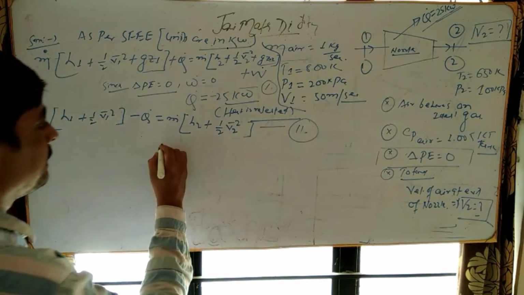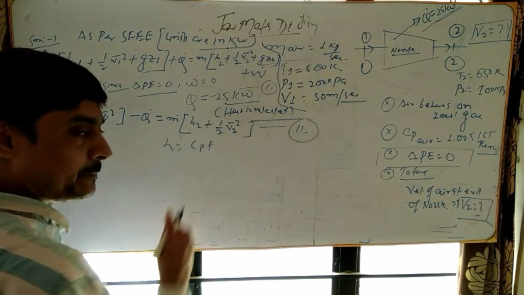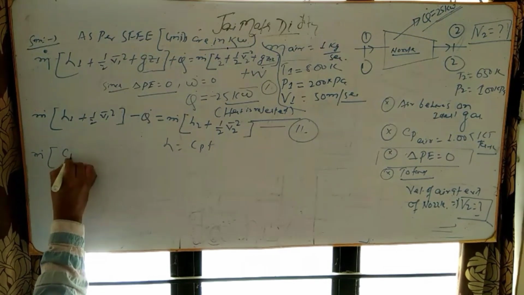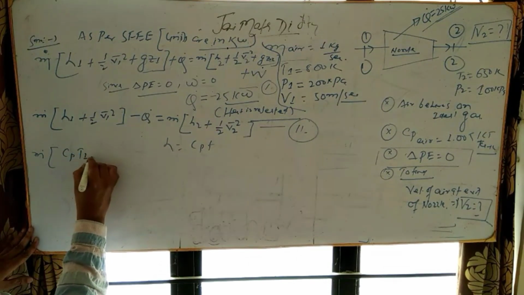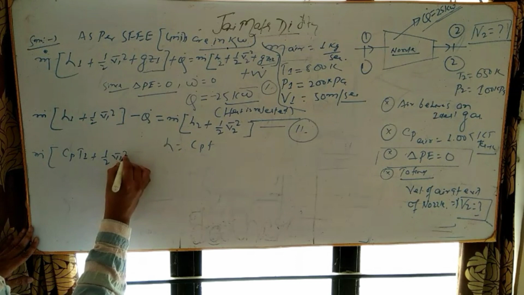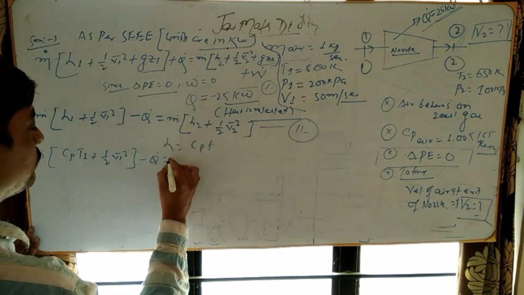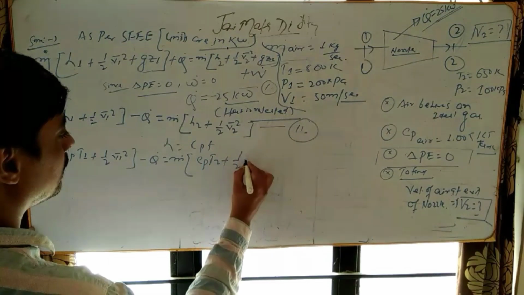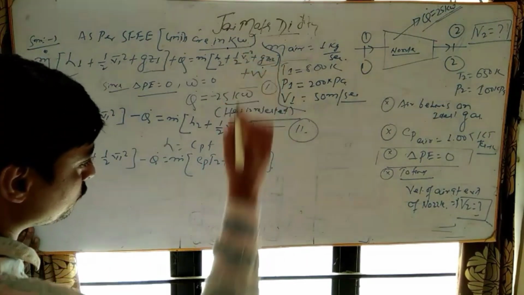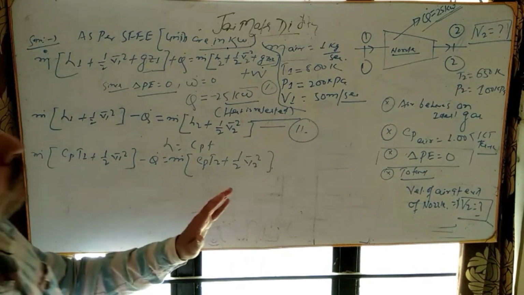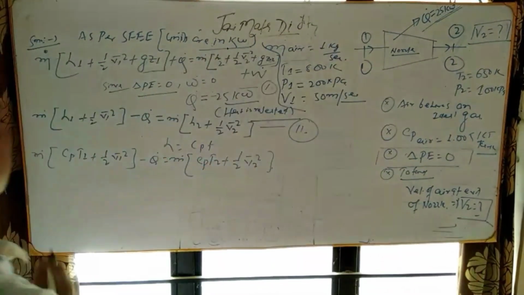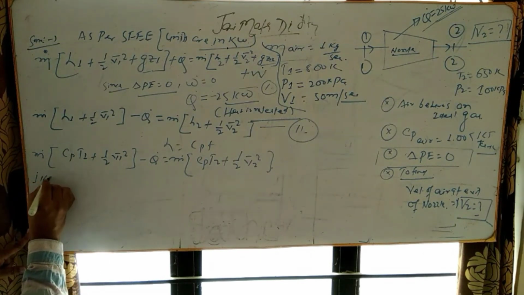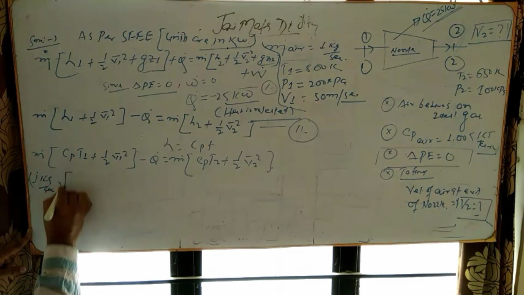We know enthalpy h is equal to CpT. We have to put this value in this equation. So m dot (Cp T1 plus half v1 square) minus q is equal to m dot (Cp T2 plus half v2 square). Now we have to put in whatever values we have. This m dot is 1 kg per second.